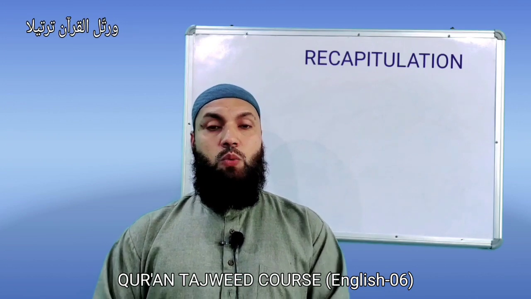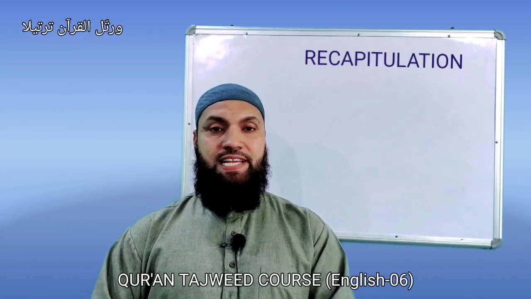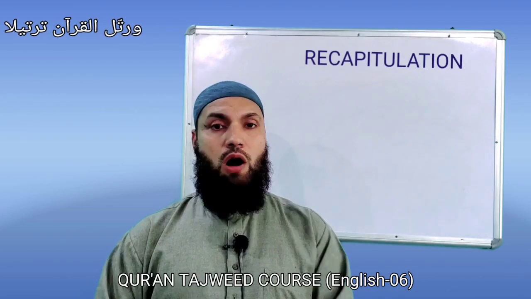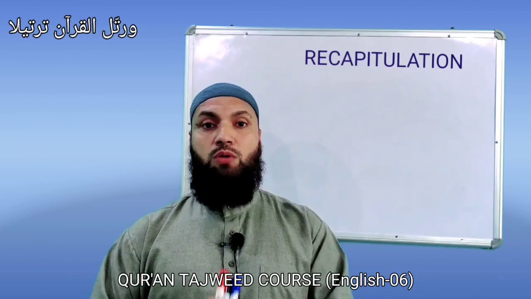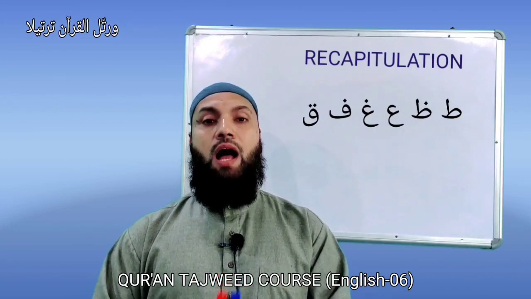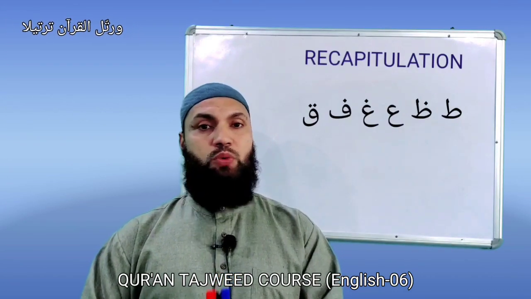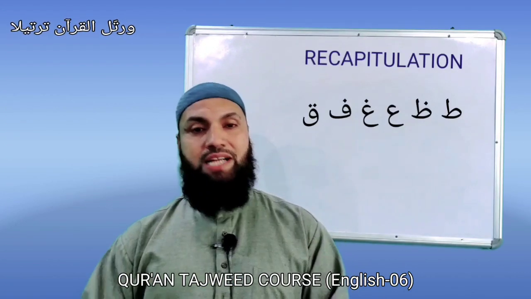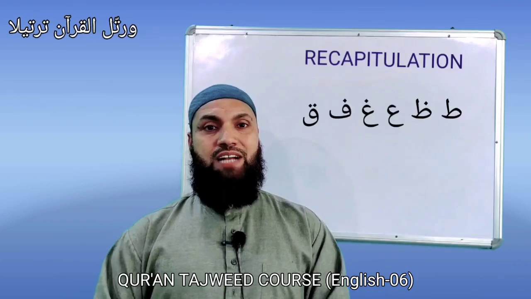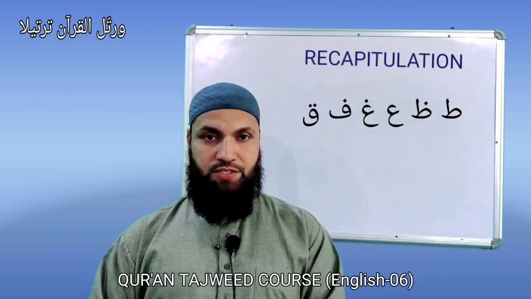In the previous lesson, we learned about 6 letters of Arabic alphabet, that is from Ta to Qaf. We learned how Ta, Wa, Ain, Ghain, Fa, Qaf, how these letters are joined with different letters on their right side as well as left side. And we also looked at their corresponding sounds in English.